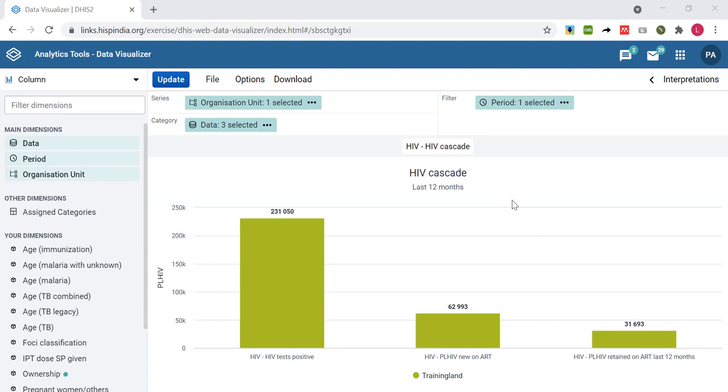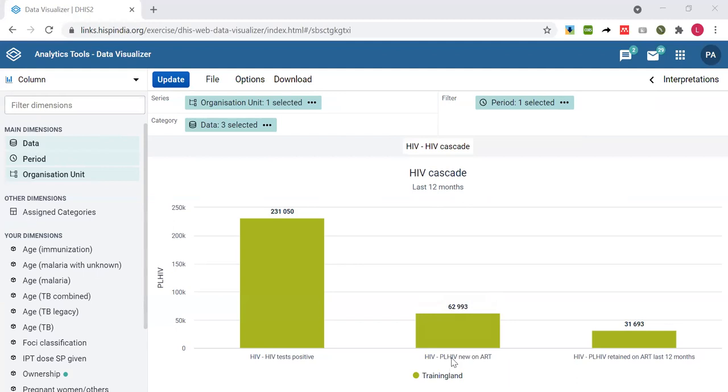Column, yeah, exactly. What I was actually expecting you to start with is that it's a column chart that you're seeing here. And you nicely described what we have on the X and Y axes. So on the X axis, we are seeing some data, right? Yes. Three types of data that we see are HIV positives, people living with HIV on ART, and people living with HIV retained on ART in the last 12 months. And on the Y axis, we are seeing the data values. And of course, we have the data only for the last 12 months for the entire Trainingland. So that's what we see in a nutshell.